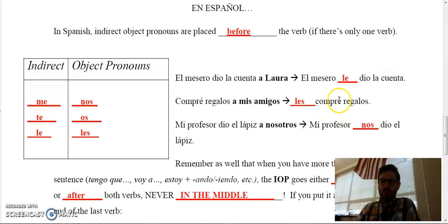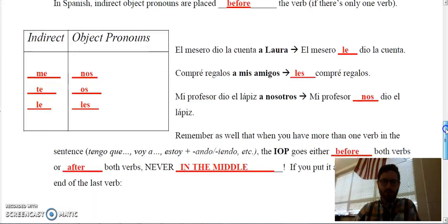And chicos, as I'm saying this, I'm realizing that these conjugations are unfamiliar to you. The dio and compré come from dar and comprar in what's called the preterite tense. Don't worry about what that is. At this moment, the conjugation doesn't really matter. Just the idea of the IOPs is what matters for these notes.